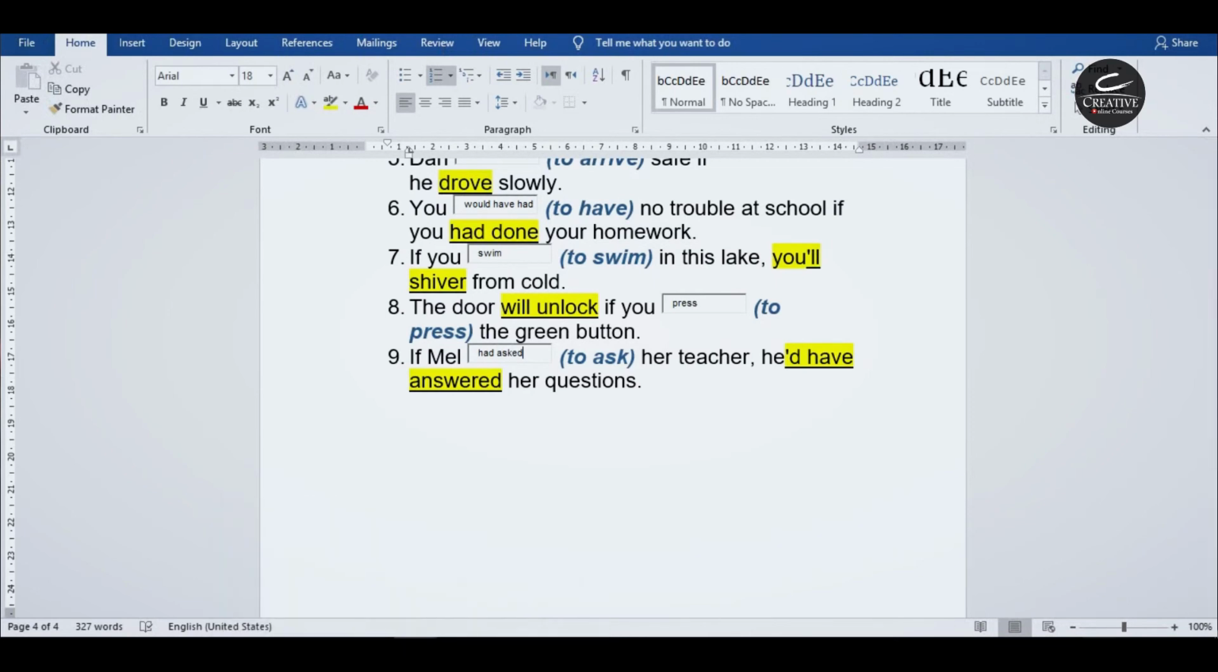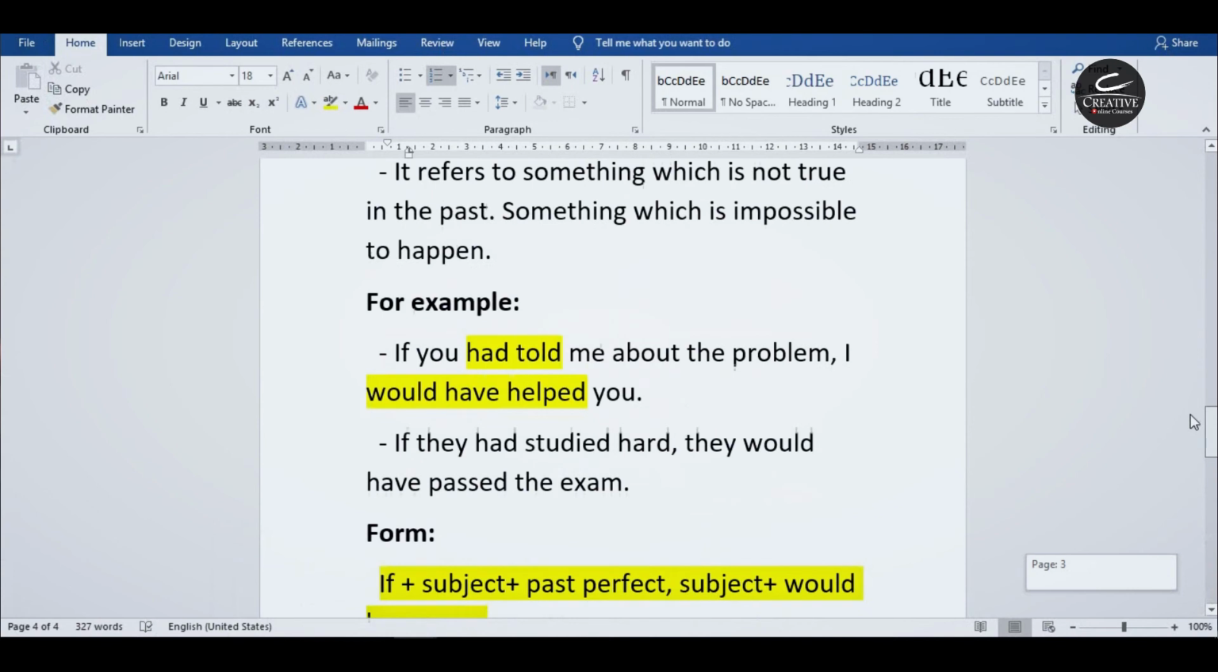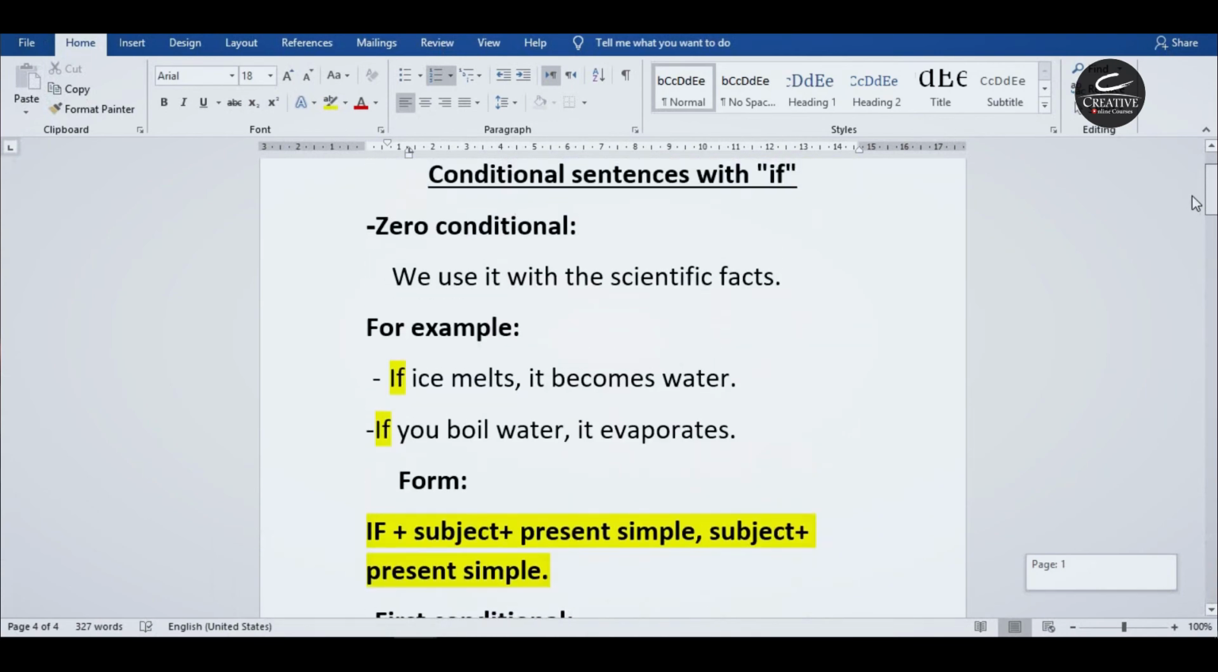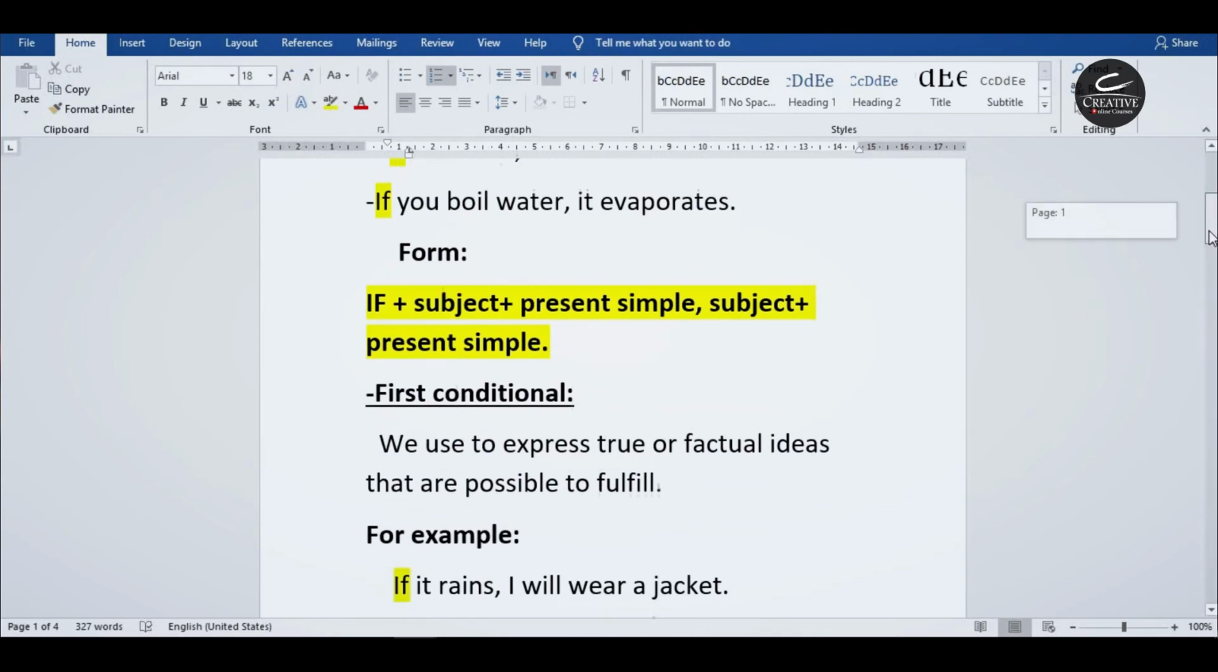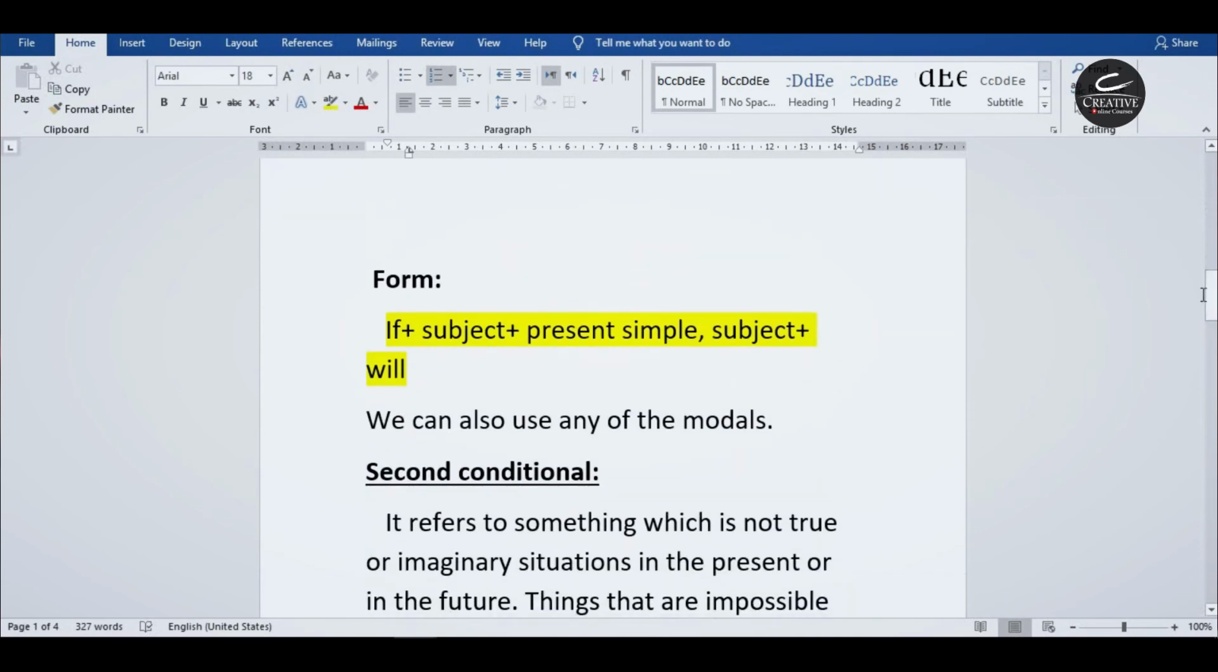Okay, so again, let's sum up the 3 conditionals of if. Okay, we said that we have the zero conditional, we use it to talk about scientific facts, and we use the present simple in both parts of the sentence. Okay, and we have also the first conditional, and we use it if we want to talk about things that are possible to be fulfilled. Okay, and after if, we use the present simple, and in the second part of the sentence we use will plus the infinitive. Okay, we have also the second conditional.